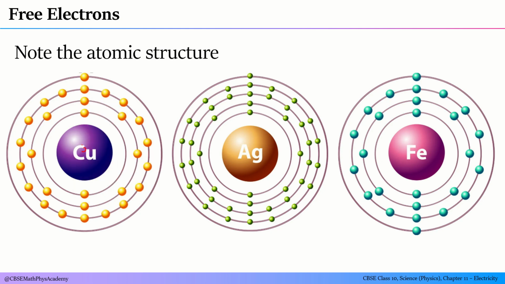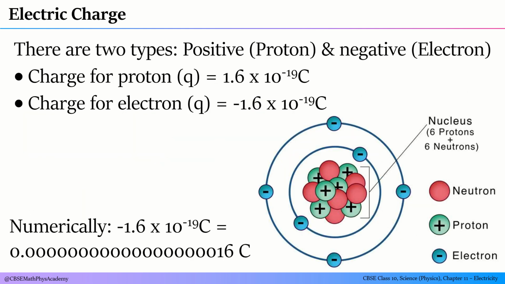The proton in the nucleus can attract the inner electrons very strongly, but for the outermost electron, it is not in a position to attract it. So this 1 electron is free to move from one atom to another atom, but a push is needed. Without a push, it cannot move. This is the concept of free electrons.